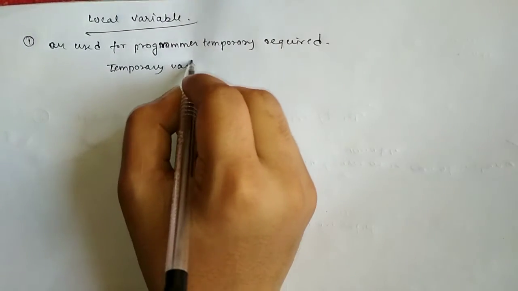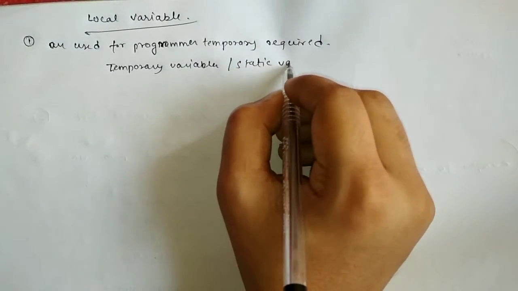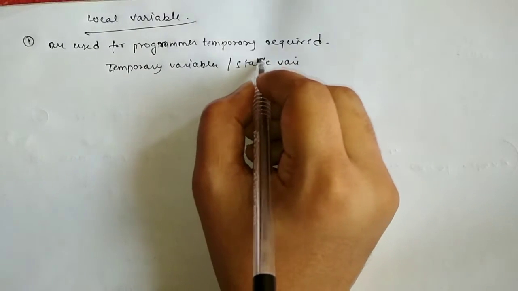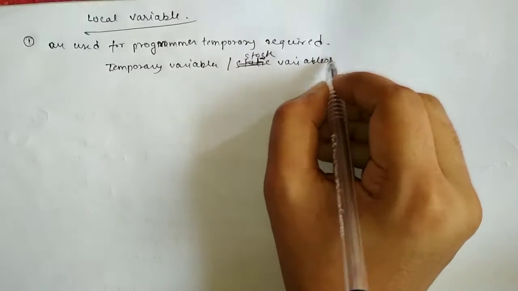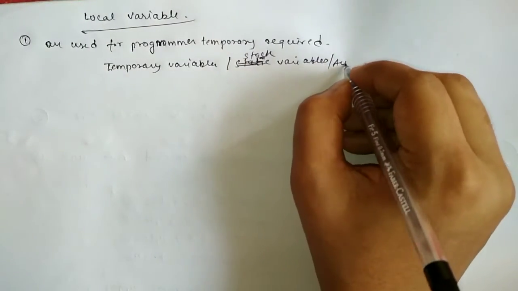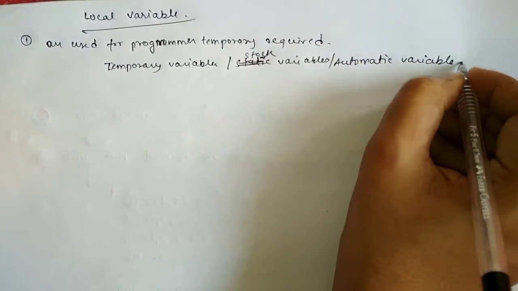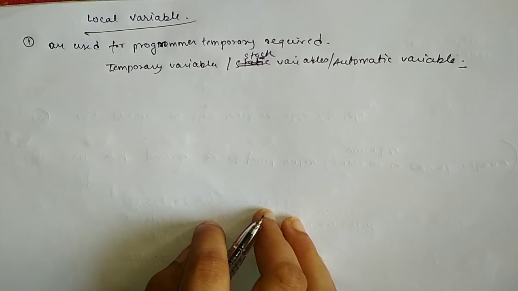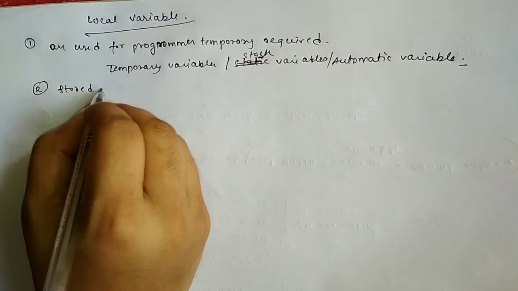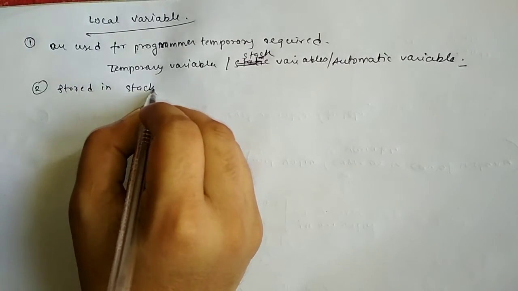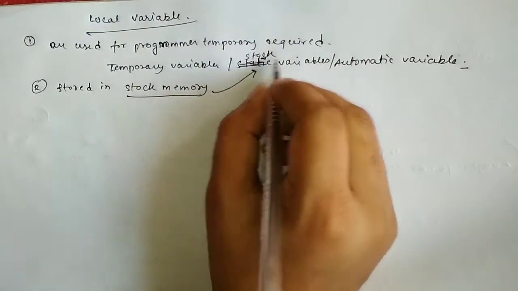These are also referred to as temporary variables, stack variables or automatic variables. So where are these local variables stored? These are stored in stack memory. This is why it is also called a stack variable.